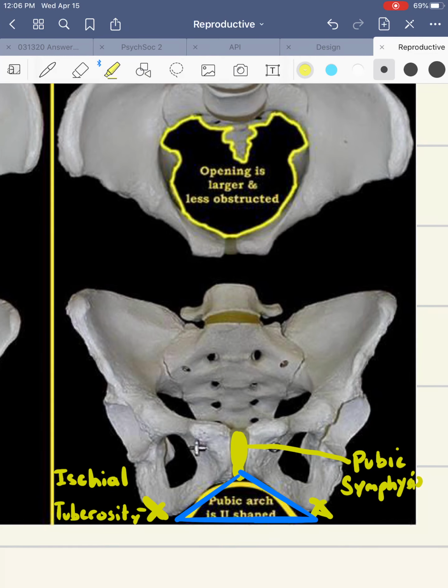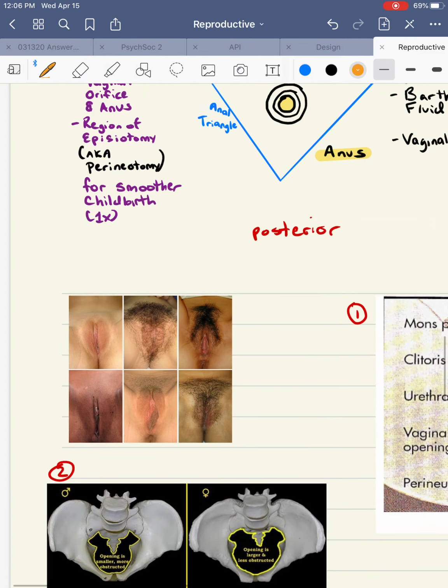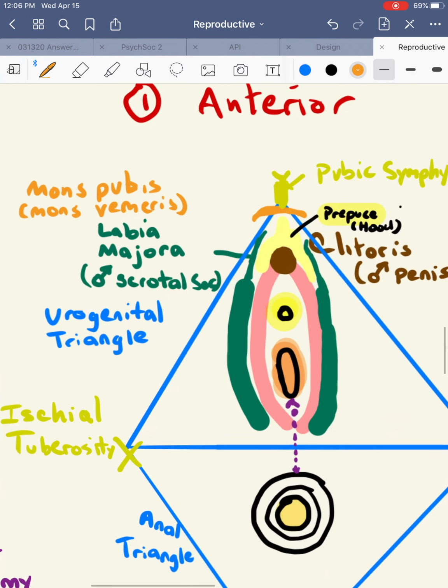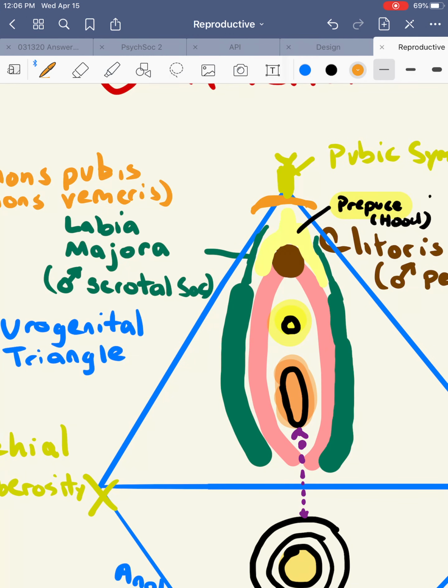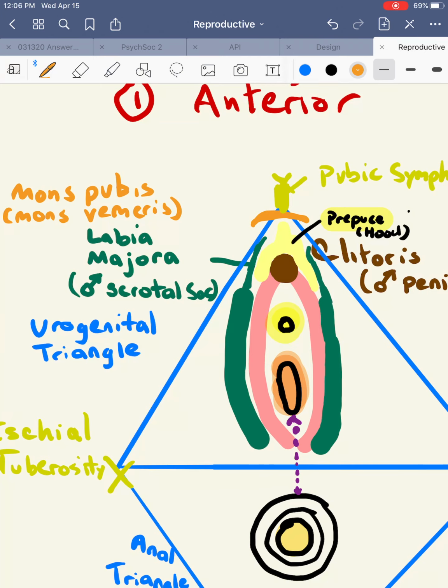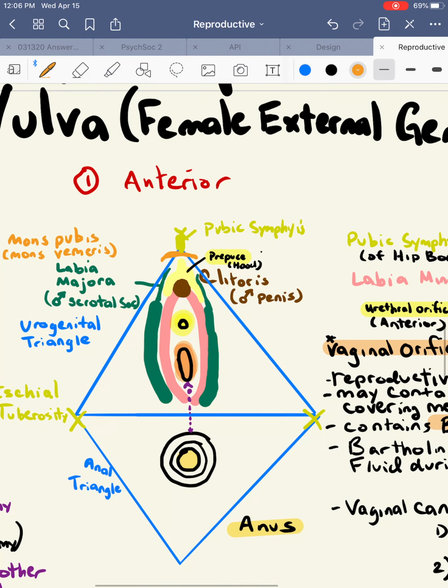Right over here, right below that, you have the Mons pubis. And here we go, I have the Mons pubis drawn out for you. The Mons pubis is also known as the Mons Veneris. Right, so let's continue.